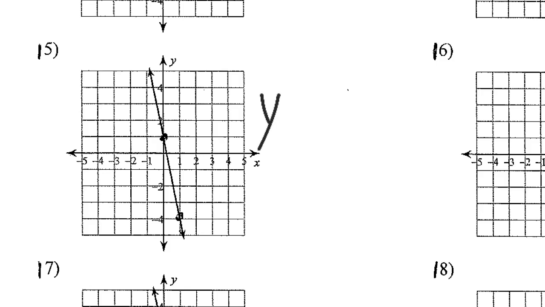Number 15, I'm going to start writing this one out. So I have y equals, I need my m. So from this dot to this dot, I've got to drop 5, and I have to run 1. So my slope is just 5 over 1. But it is negative because this line is going down from left to right. So it's going to be y equals negative 5x plus b, where we cross on the y-axis, so plus 1.